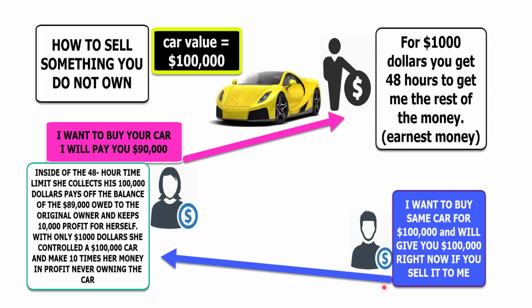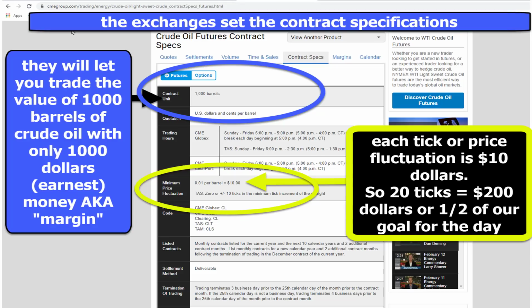And again, this is what we're really doing with crude oil. So she's controlling the $100,000 car with only $1,000. And we're doing the same thing with crude oil. We're controlling $50,000 worth of crude oil, but we're not really going to take crude oil. We're just going to trade it and be done with it before the end of the day. That's why we get such good leverage, because we're really trading $50,000 worth of money with only $1,000.